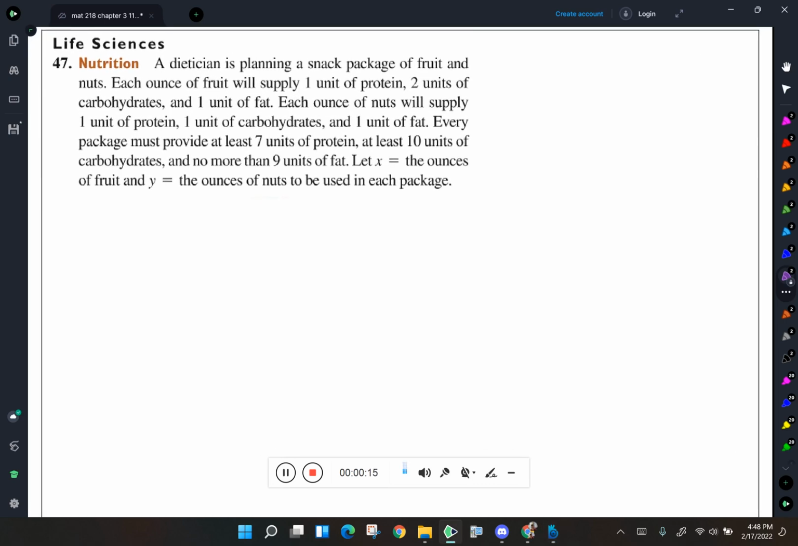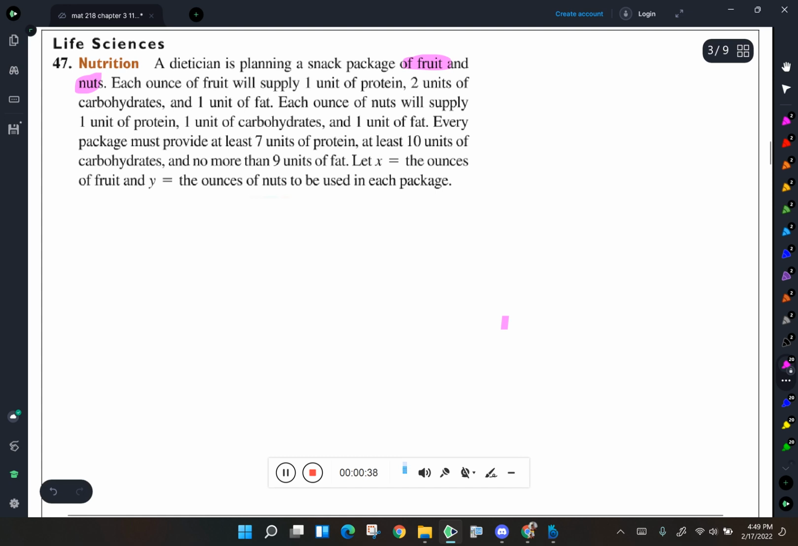And so here we got a whole bunch of words, and we're supposed to somehow turn this into a system of inequalities, and then from there, make this into a graph of a feasible region. So let's go ahead and read through the problem and see what we got. A dietitian is planning a snack package of fruit and nuts, so it looks like if it's going to have fruit and nuts in it, those will probably be our variables, not sure yet.